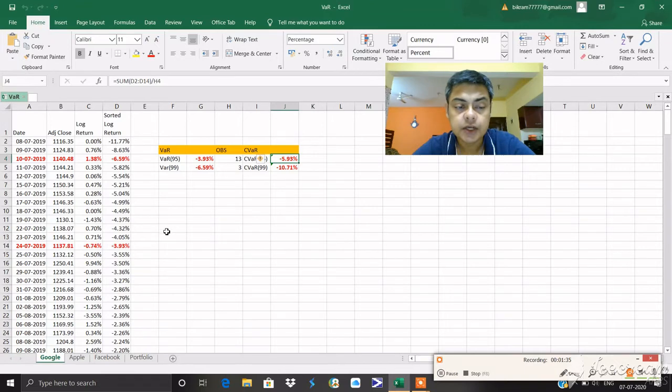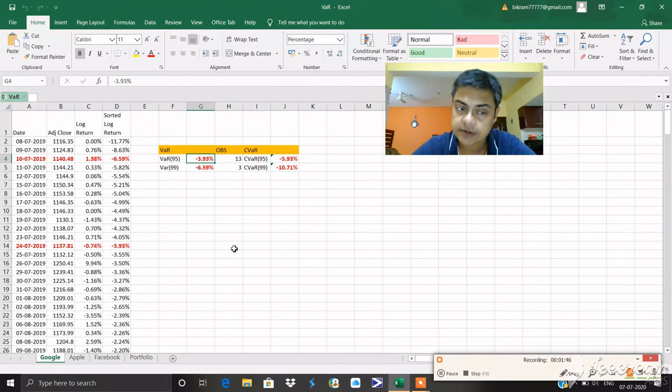How did we calculate the VAR? On the 13th observation, what is the loss? That is the VAR, and the weighted average observation loss is the CVAR. Similarly for 99%, we got an observation of 3. So what is CVAR? The average of these 1, 2 and 3 days, the fat tail length of the 3 days, divided by 3, that is the weighted average. And for the VAR calculation, the loss on the 3rd day, that is the VAR.